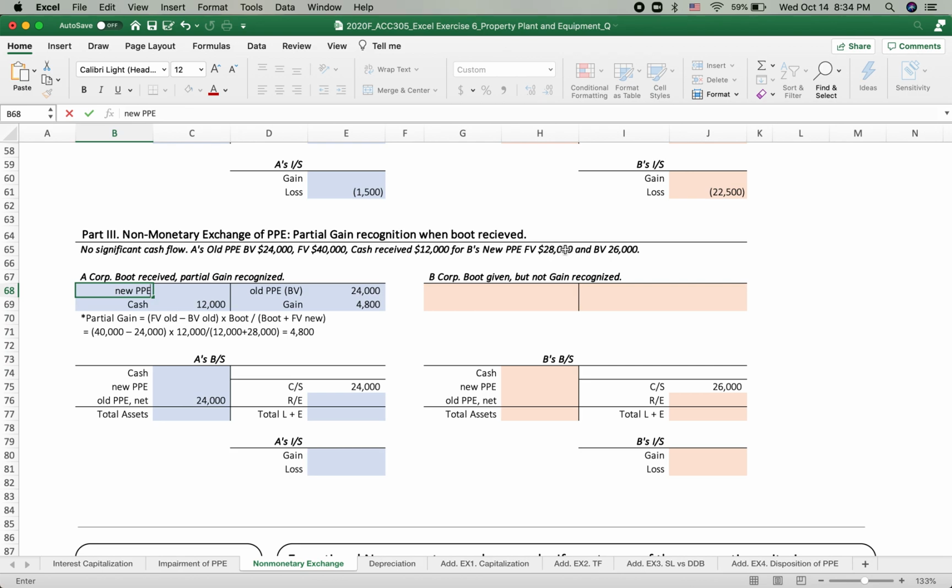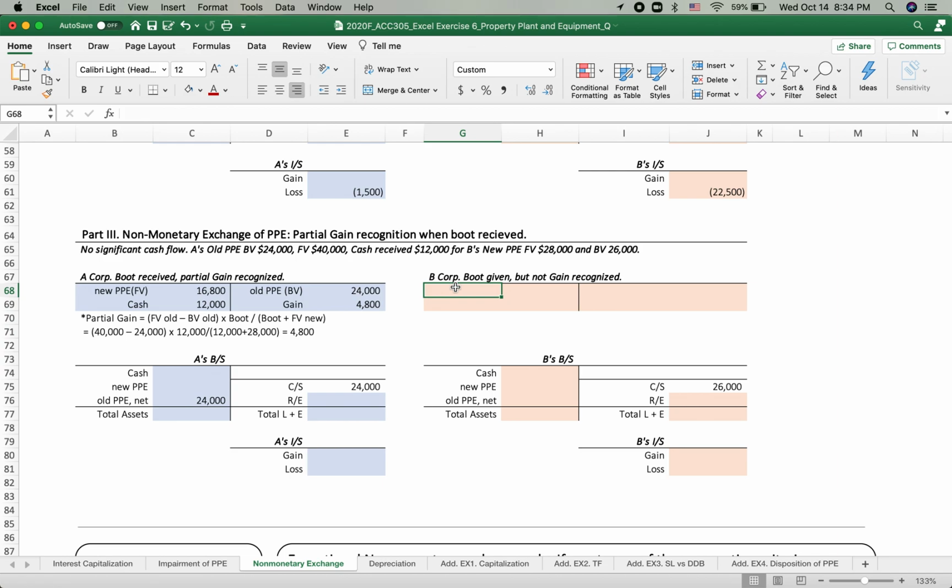We cannot trust this $28,000 for the PP&E because that is the exceptional case. There are no significant cash flows of this new asset, so we do not trust this fair value of a new asset. We cannot put this $28,000 in full. That's why we record the gain only for the cash portion. So it should be calculated by just plugging in the difference. So the new PP&E value is 16,800. Okay.